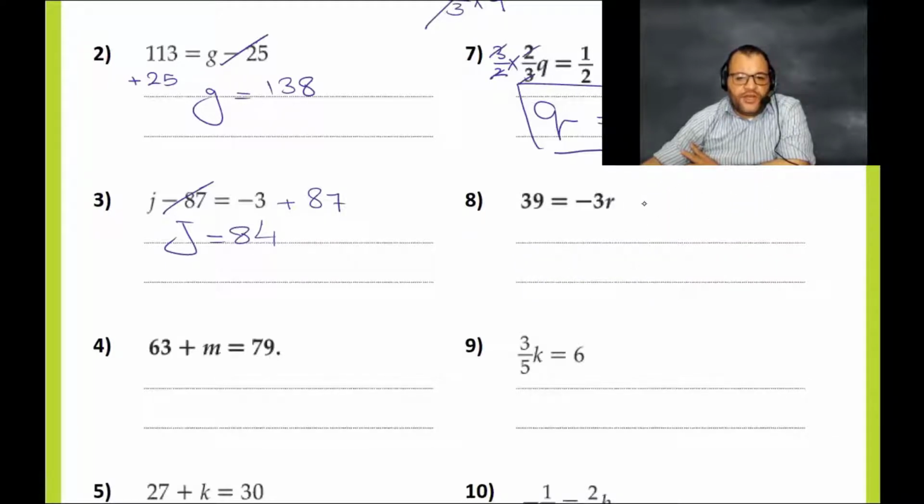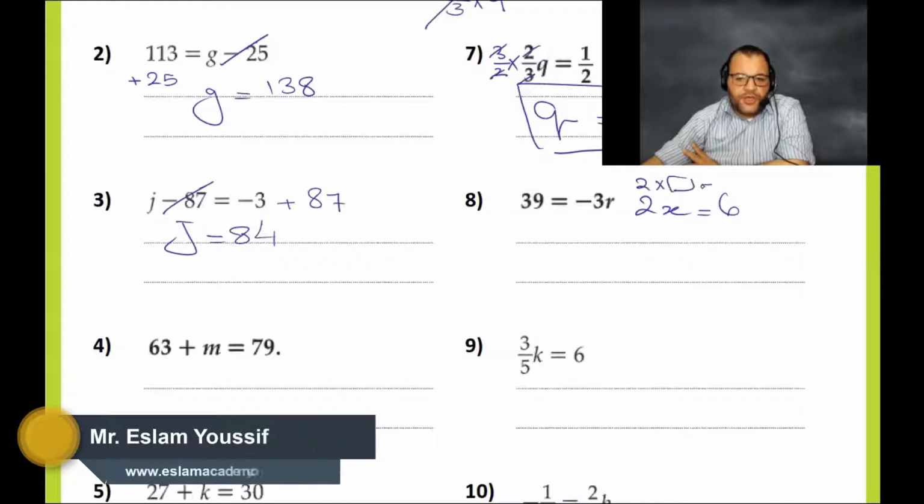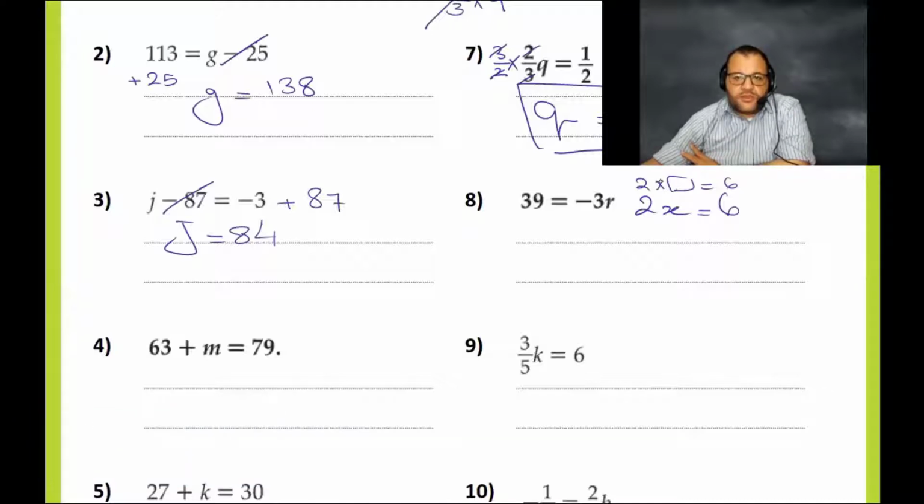When you have any number beside a variable, 2x equals 6. What is the meaning of 2x equals 6? 2 times a number equals 6. What is this number? 2 times what equals 6? We don't know that number. 2 times what equals 6? 3. How do you know that? You can just divide 6 by 2, so it will be 3.